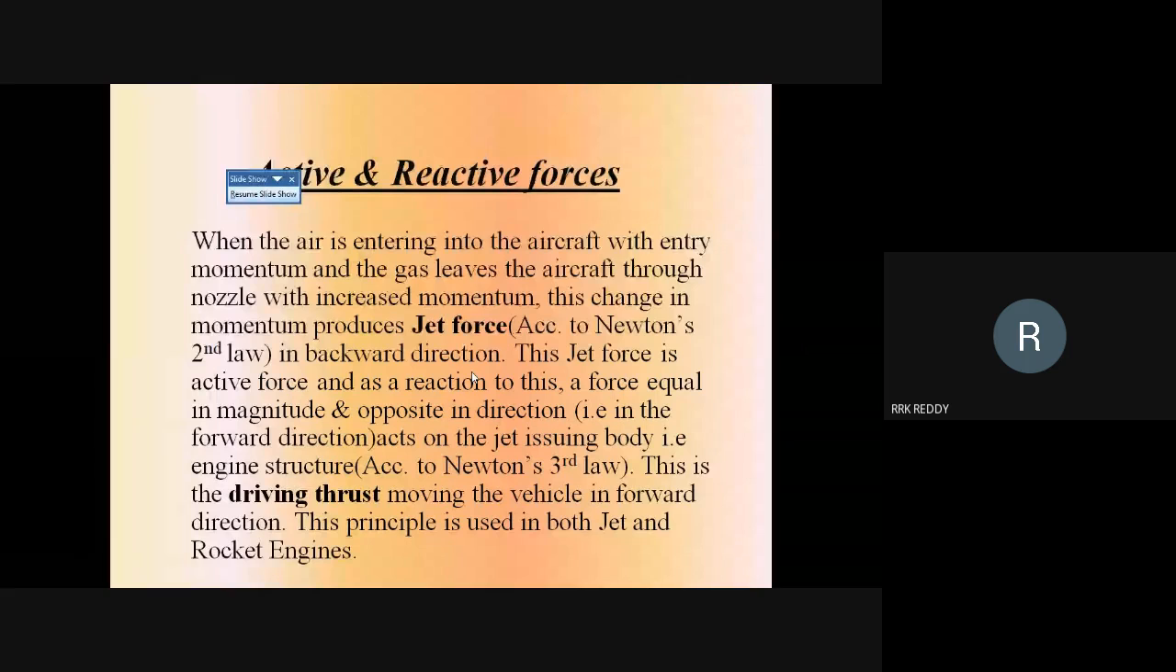And as a reaction to this, a force equal in magnitude and opposite in direction, that is in the forward direction, acts on the jet issuing body. What is a jet issuing body? It is the engine structure. This happens according to Newton's third law, because for every action there will be an equal and opposite reaction. So this reactive force is called the driving thrust, moving the vehicle in the forward direction. This principle is used in both jet engines and rocket engines. This is the jet propulsion principle.